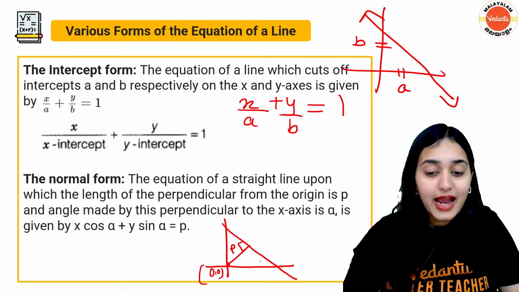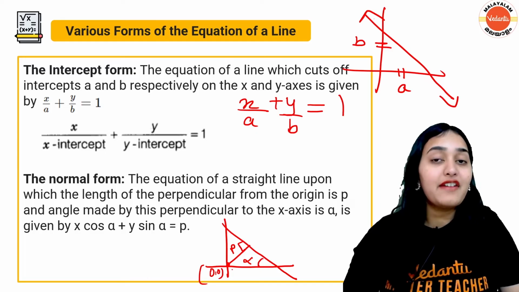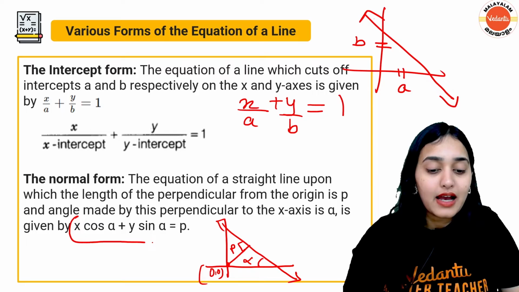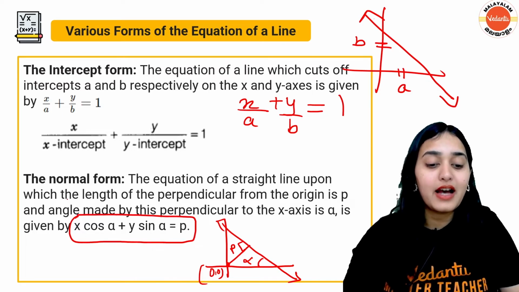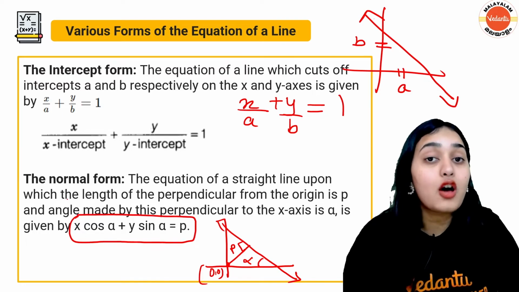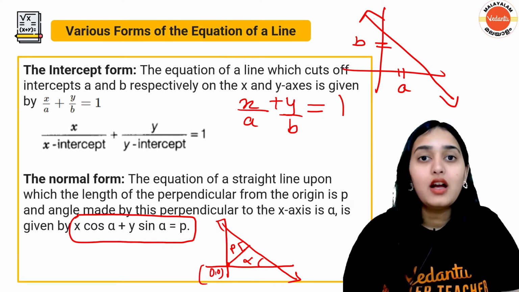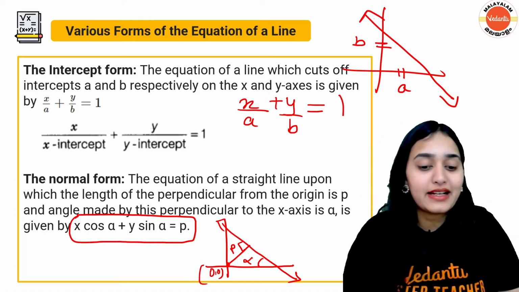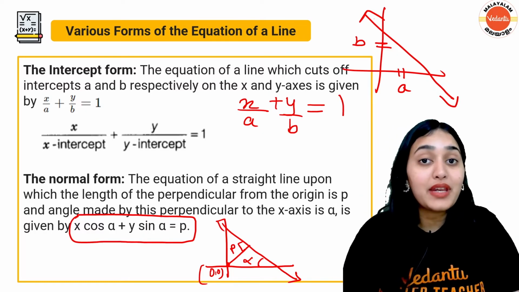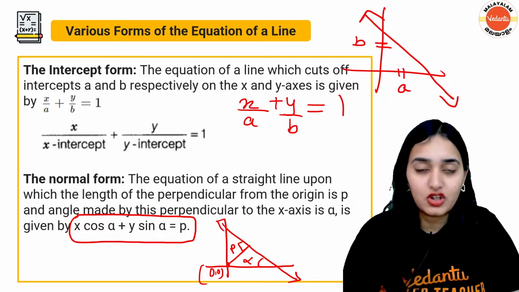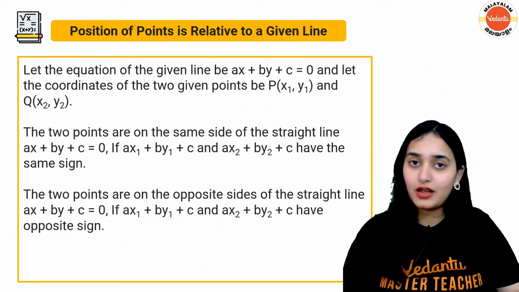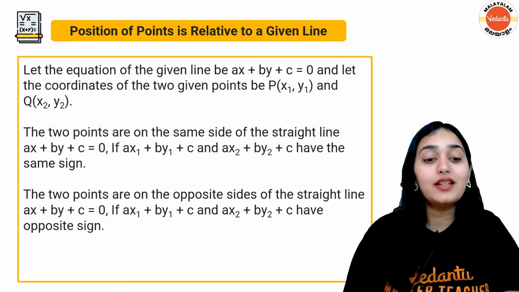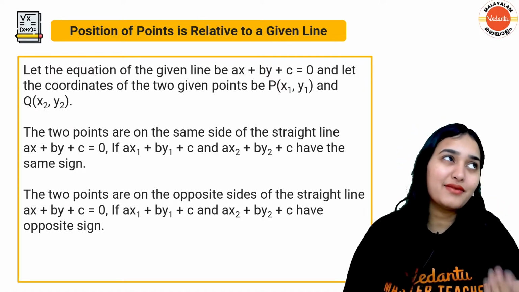Next, if there is a line which has a perpendicular distance p from the origin, and the perpendicular makes an angle alpha with the x-axis, then the equation of this line is x cos alpha plus y sin alpha equals p. This is called the normal form of the straight line. Here alpha is the angle made with the x-axis, and p is the perpendicular distance from the origin. Please remember all these equations, because depending on the question you will have to apply the appropriate one.